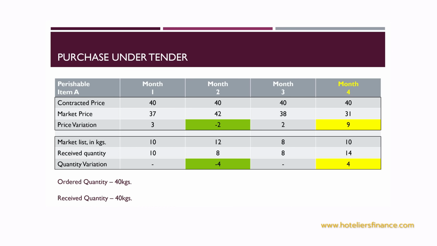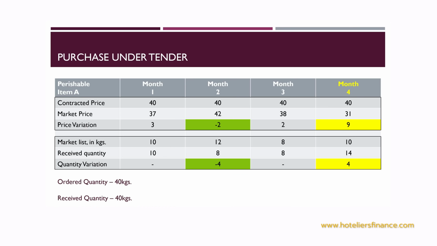So the company gained 2 baht. The third month, again, the price went down to 38, so it's a 2 baht saving, and in the fourth month the price went down quite low, that's 9 baht. Now what we have done is take how much is being ordered each month. The first month it was ordered 10 kg, second month 12 kg, third month 8 kg, and fourth month 10 kg. I've just taken this example and kept the numbers low just to explain it.